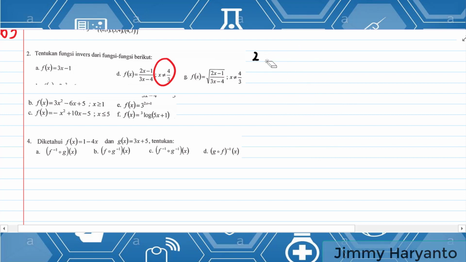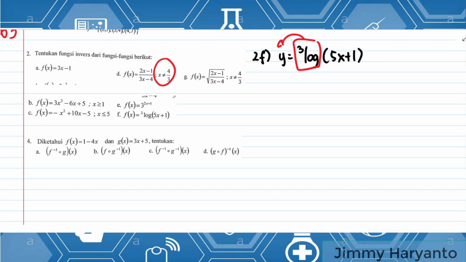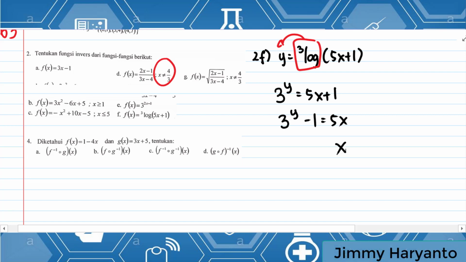For 2f, it has logarithm as the function. So we will use the properties of logarithm. 3 log 5x plus 1. You can move this 3 log to the left side. It will become 3 to the power of y equals 5x plus 1. 3 to the power of y minus 1 equals 5x. So x will be 3 to the power of y minus 1 over 5. f inverse x equals 3 to the power of x minus 1 over 5.